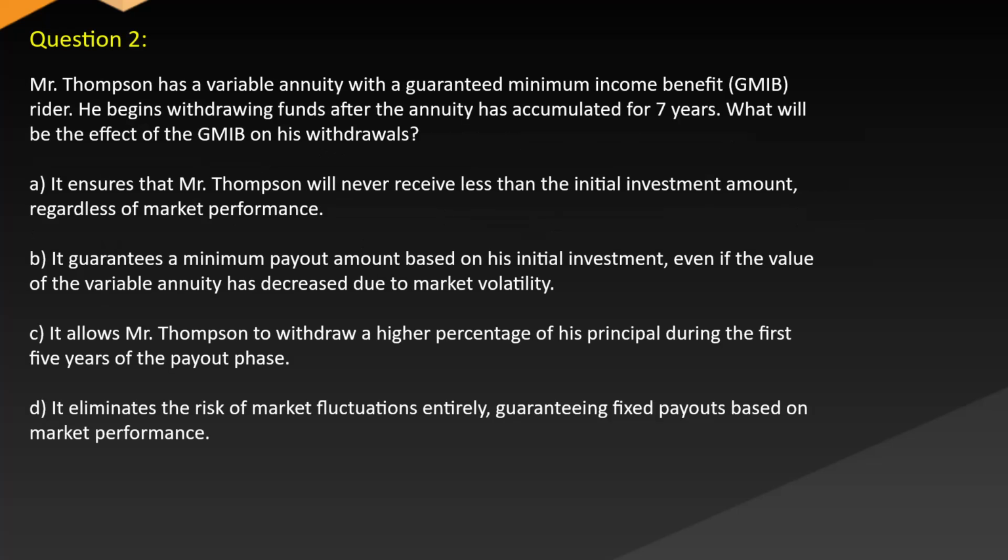Question 2. Mr. Thompson has a variable annuity with a guaranteed minimum income benefit (GMIB) rider. He begins withdrawing funds after the annuity has accumulated for 7 years. What will be the effect of the GMIB on his withdrawals?